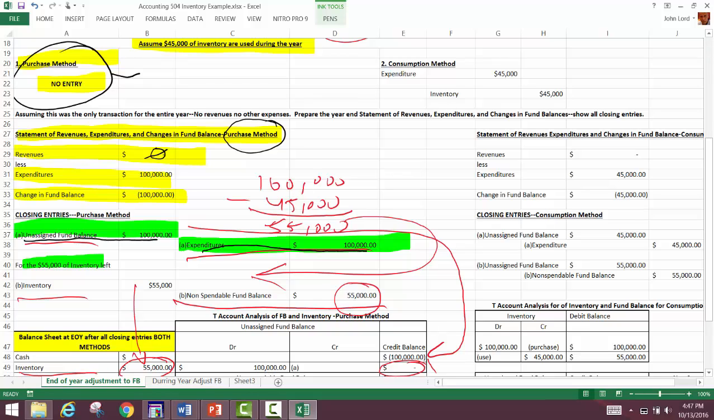Okay, but it ultimately reduces our unassigned fund balance. So if you look at the unassigned fund balance, even though we started the year with that 100,000, when we debit it, it now goes to zero, so our balance sheet's back in balance. No cash, no unassigned fund balance, right?